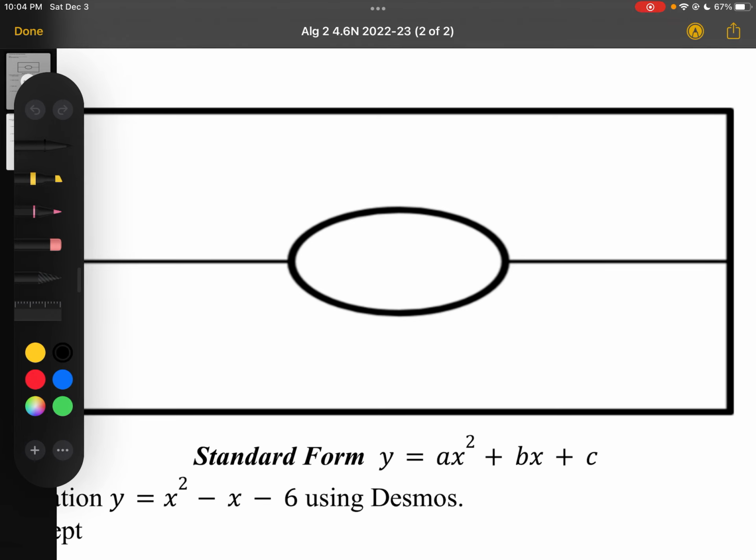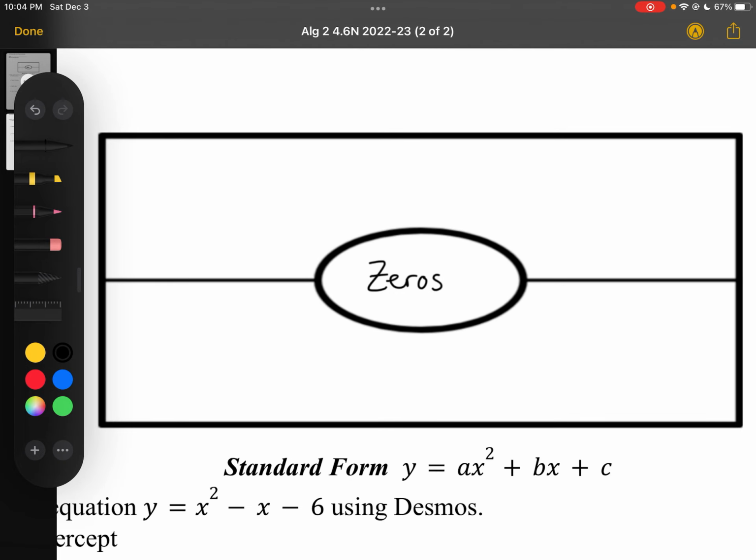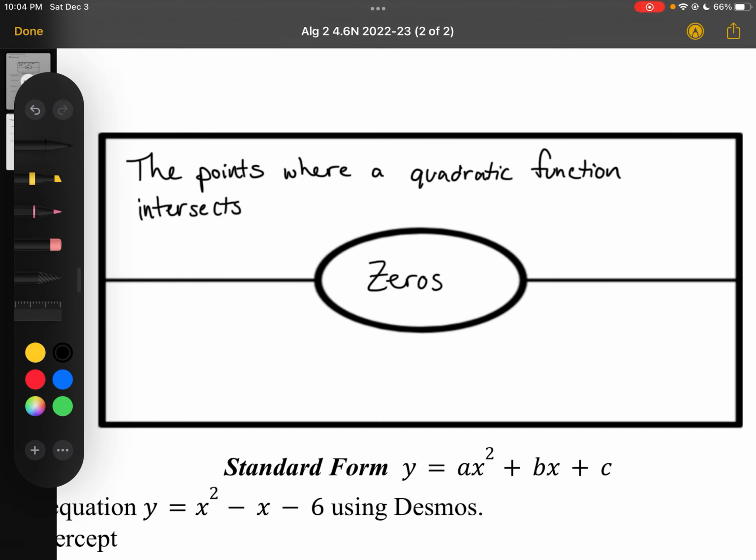So the first word that we're going to take a look at today is a bit of review: zeros. So this can be something that can be confusing when we see it asked for. It's like, what are the zeros of the function? So this is just a quick reminder for us that when we're solving for the zeros, these are the points where a quadratic function intersects the x-axis. So again, key for this, not anything crazy, it's just a different way of writing the x-intercept.